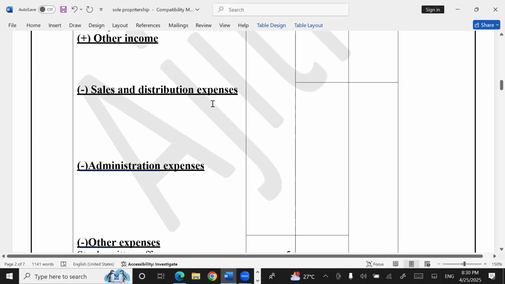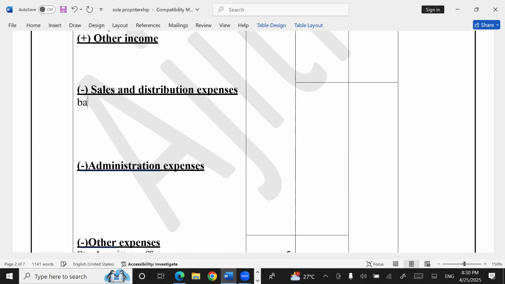And think bad debts and doubtful debts are also available. Bad debts and doubtful debts under sales and distribution. Bad debts as well as doubtful debts.